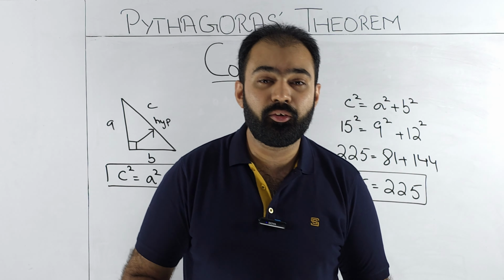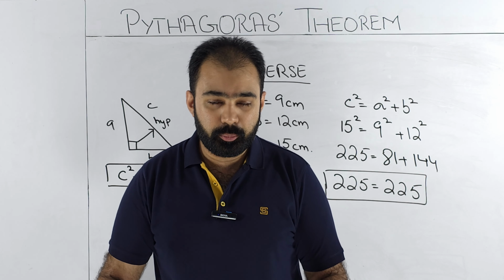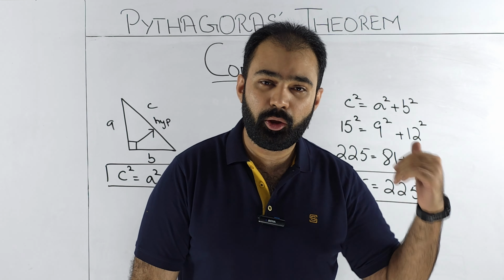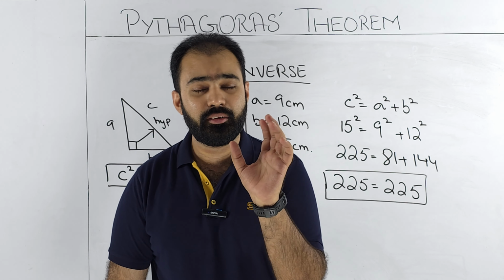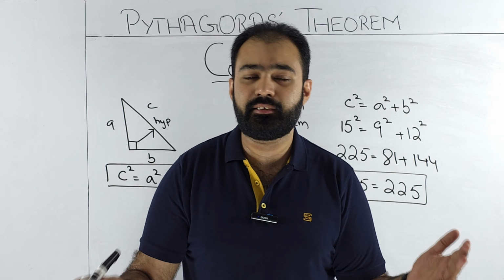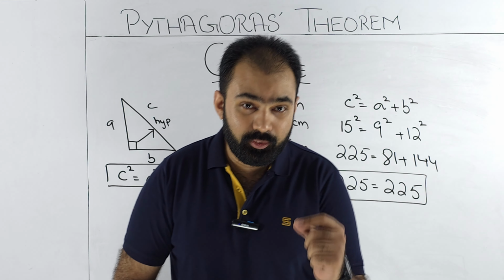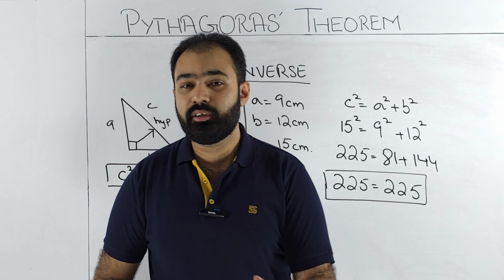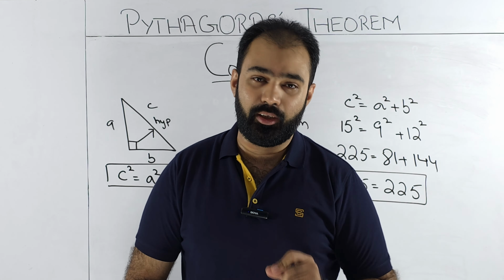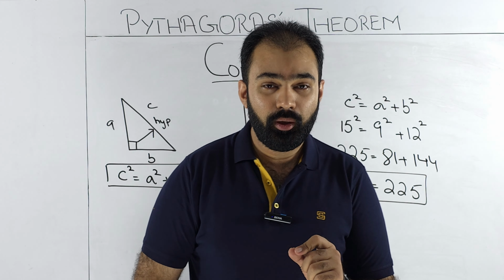This is called converse of the theorem, which means कि अगर हमें कोई three lengths दे दी जाए, हमने उसको equation में जो पाइथागोरस थ्योरम की equation है उसमें substitute करना है, and we have to see whether the left hand side and right hand side are equal or not. If they are equal, that means that they are the lengths of a right angle triangle. I hope it is clear.